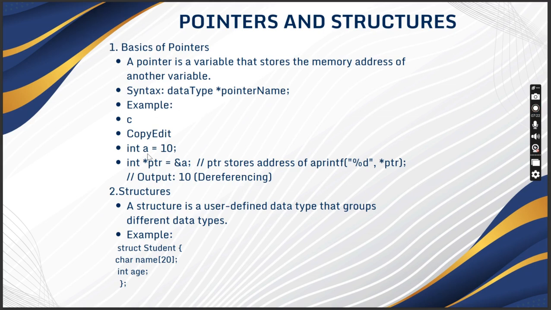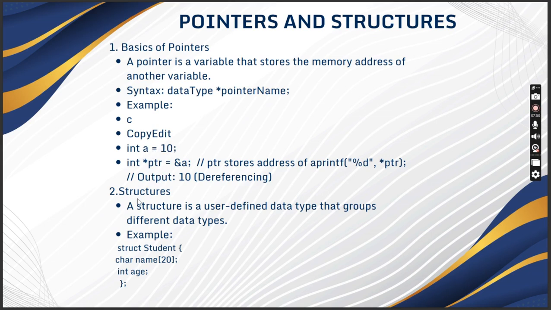Let us consider the example. First, int a = 10, initializing. The data type used is int. Then int *ptr is defined, and it stores the address of a. So what is the output of this? It is 10, because the pointer refers to the address of a, which holds 10.